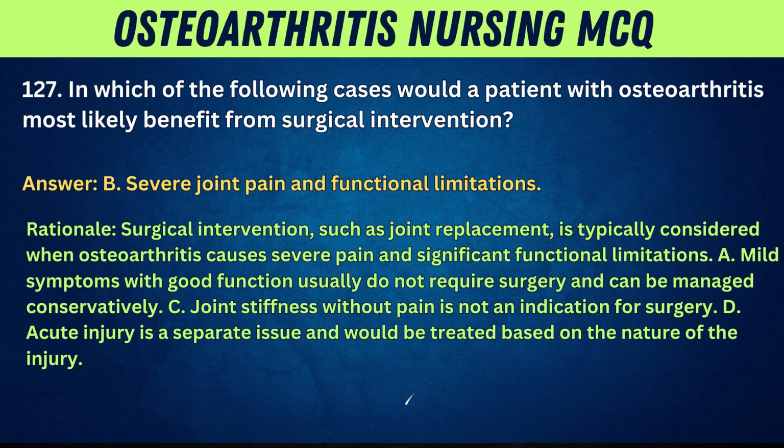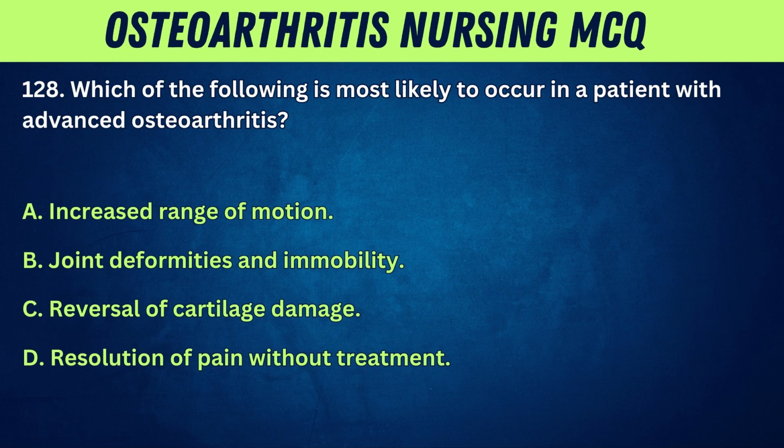A. Mild symptoms with good function usually do not require surgery and can be managed conservatively. C. Joint stiffness without pain is not an indication for surgery. D. Acute injury is a separate issue and would be treated based on the nature of the injury. 128.